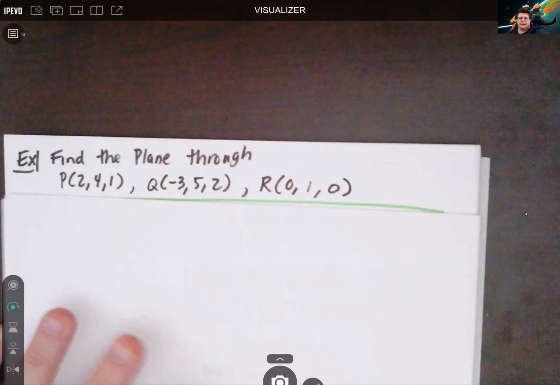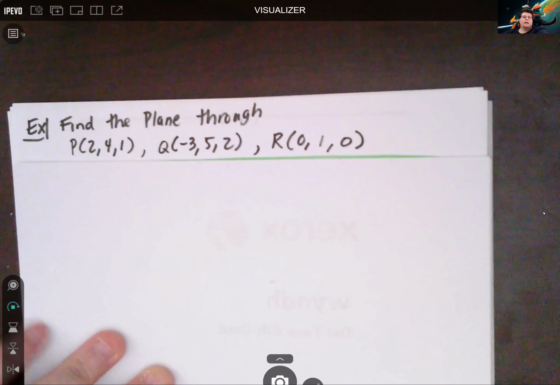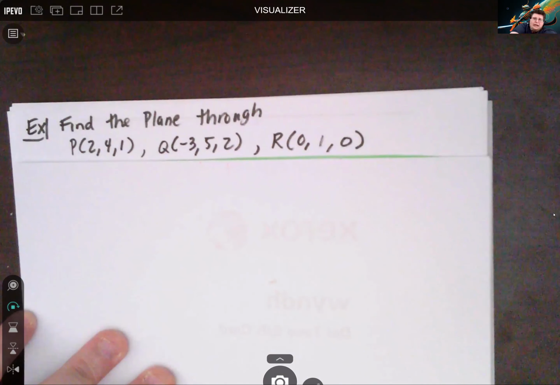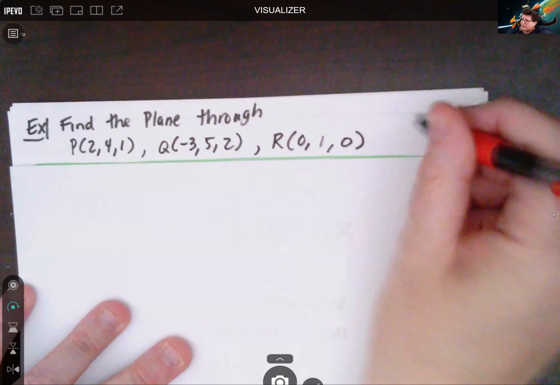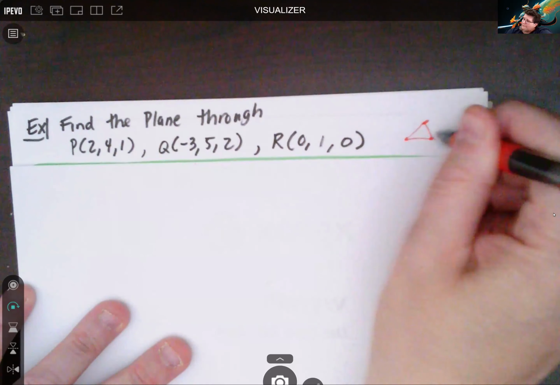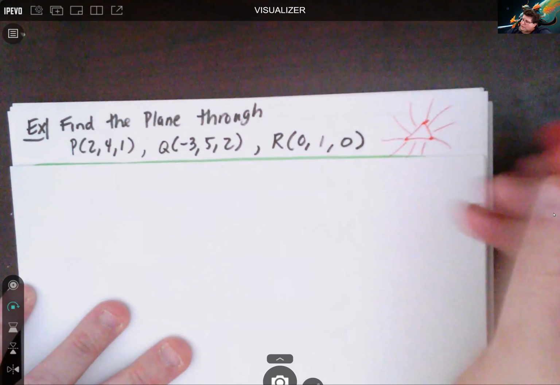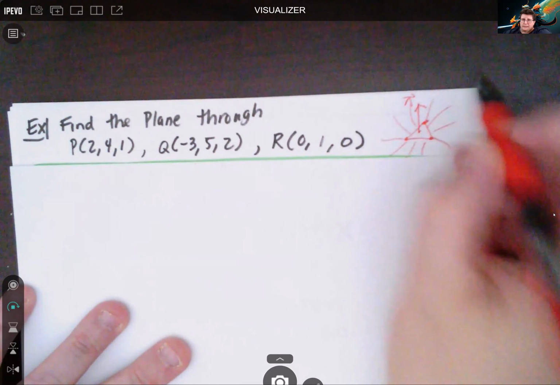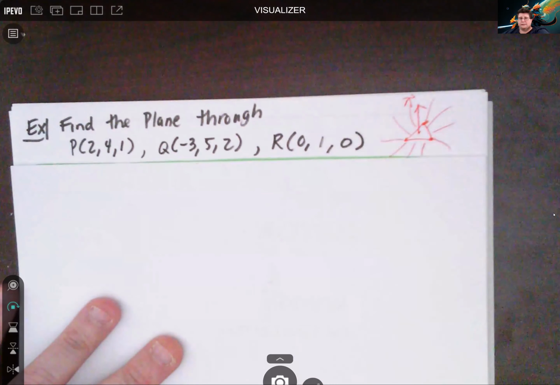We're going to find the equation for the plane that has points P, Q, and R. 2, 4, 1 is P, Q is -3, 5, and 2, and R is going to be 0, 1, 0. So we've got 3 points in a plane. 3 points make a triangle. We extend that flat triangle out in all directions, and we have a plane. So we need to find a vector that is normal to this plane. Any ideas how we could do that? Pause it, think about what you could come up with.